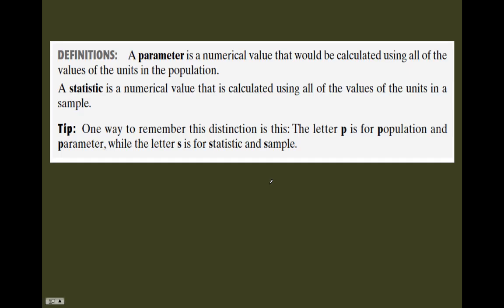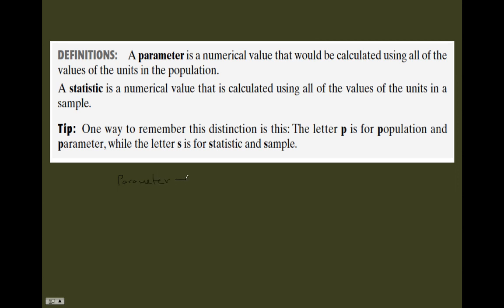A parameter is a numerical value that would be calculated using all of the values of the units in the population. A statistic is a numerical value that is calculated using all of the values of the units in a sample. Now here's a tip. One way to remember this distinction is the letter P is for population and parameter, while the letter S is for statistic and sample.